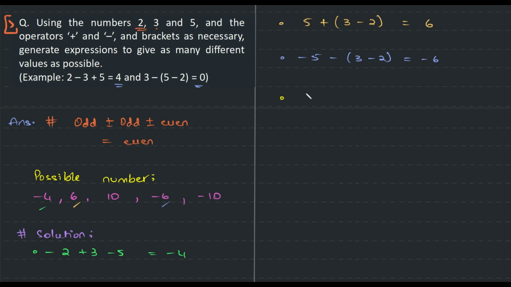So we have 10 finally. 5 plus 3 plus 2 will give me 10. If you guys want to use a bracket for the sake of it, we can do this. And minus 5 minus of 3 plus 2 will give me minus 10. So this and this done. Yeah, guys. So this is the maximum and this is the minimum, and we can have only even numbers because of this fact. I think we have covered everything.